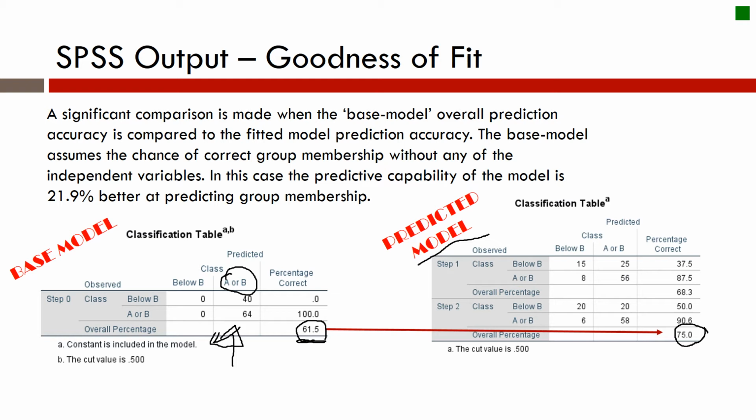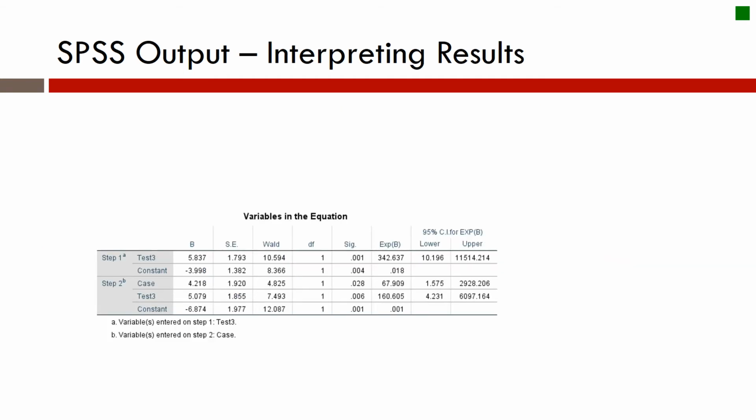And in fact, if you look at the change in predictive capability, the new model that we created predicts membership properly 21.9% better than the base model. So that's a great improvement over what we had, and is an indication again that this model is at least sufficient in better predicting group membership than if we had no model at all.